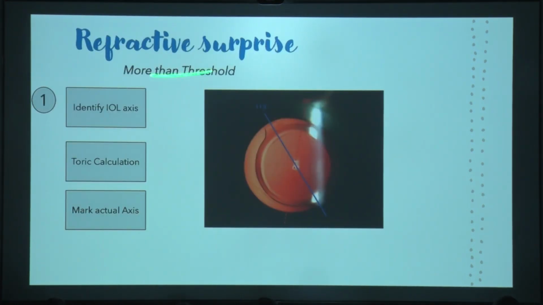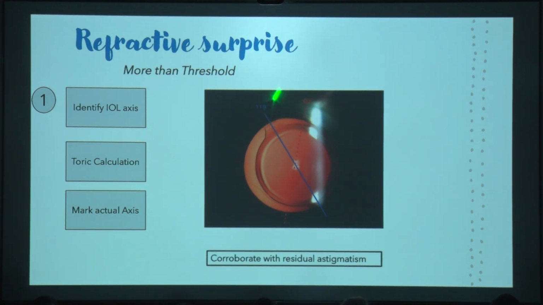Now, you get the refractive surface. So identify the axis of your placement and what should be the ideal axis. If you see the toric calculator, and your astigmatism, which is actually residual astigmatism, corroborates with the axis of deviation, then you are right. That means your toric calculation is right, your biometry is right, but there is some kind of misalignment, maybe from reference marking, maybe from axis marking. So you can go ahead and rotate the IOL.